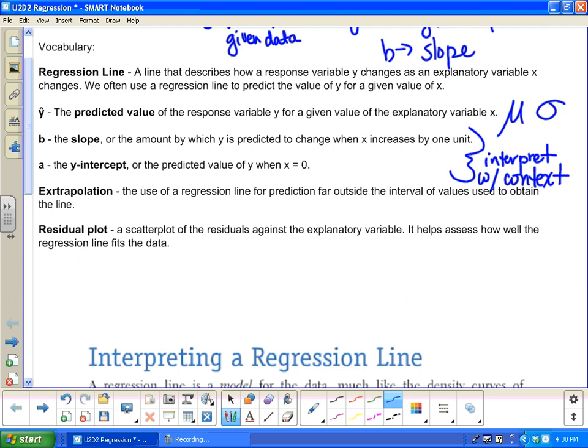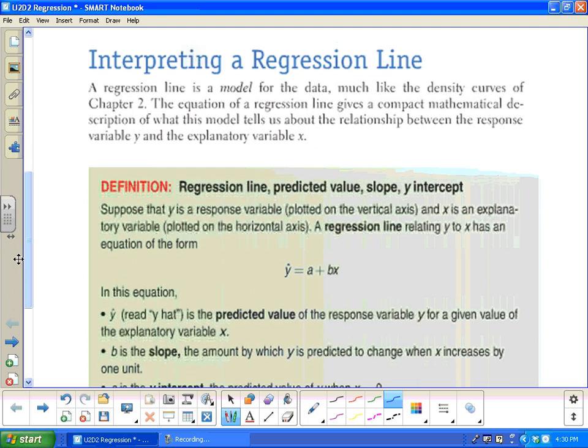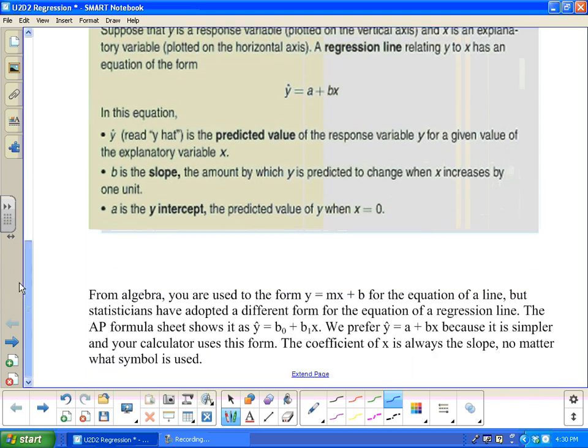And then we're going to talk about extrapolation and a residual plot in just a little bit, so we'll go over those later. Okay, so here it's kind of the same thing I went over before. But here's some interesting information about that equation for slope. It says here that this is going to be what you get on your AP formula sheets: B sub 0 plus B sub 1 times x. But just remember, whatever's in front of this x here is always going to be your slope, and then the number by itself is always going to be the y-intercept.